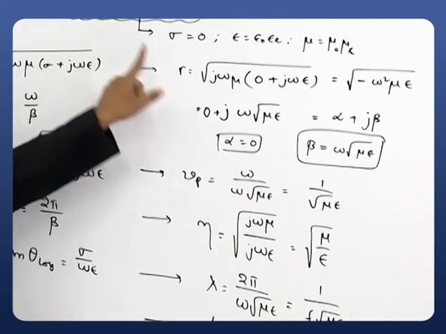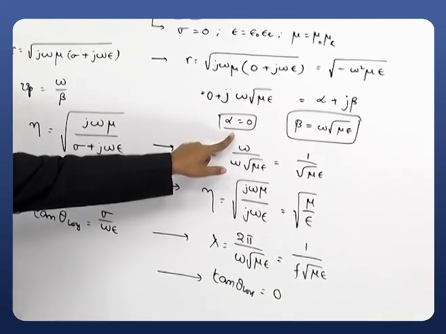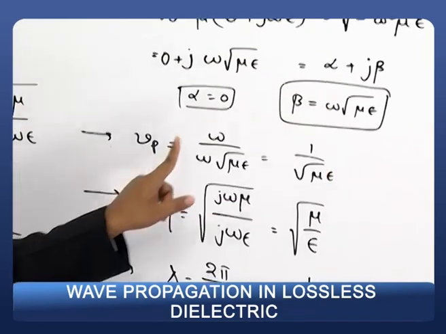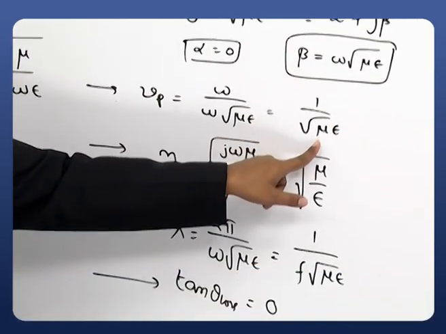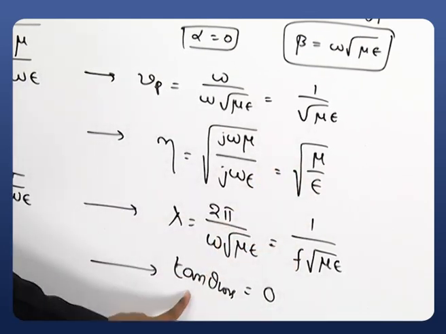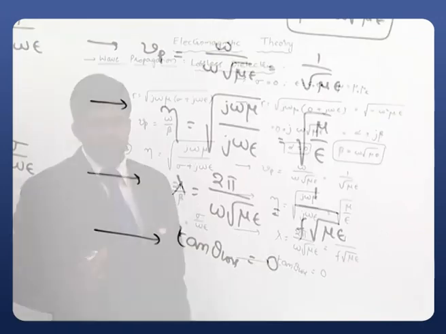For the lossless dielectric medium, the attenuation factor is 0. We may have some phase constant. Phase velocity is equal to 1 by root mu epsilon. Eta is equal to root mu by epsilon. And loss is simply 0.